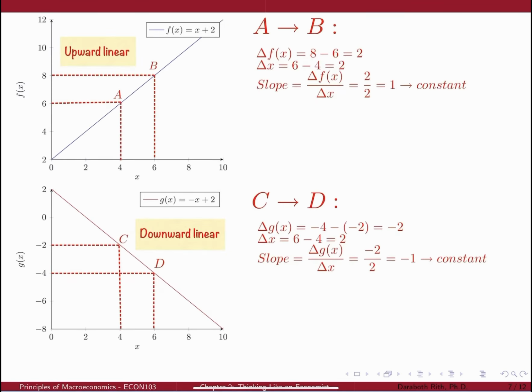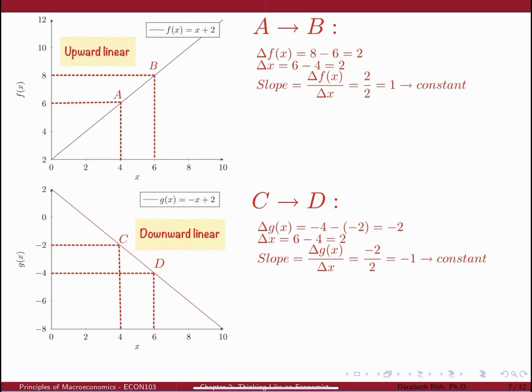Here, I would like to step aside to show you a relationship that you will later see when we discuss some economics topics. Consider the f(x) function representing the upper graph. Look at the change from point A to point B. If you take the difference of f(x), it is 8 minus 6 equals 2. And if you take the difference of x, it is 6 minus 4 equals 2. The notation delta means a change in.